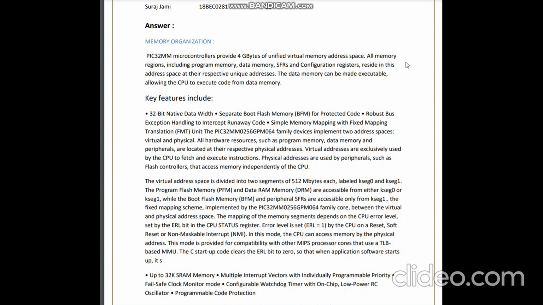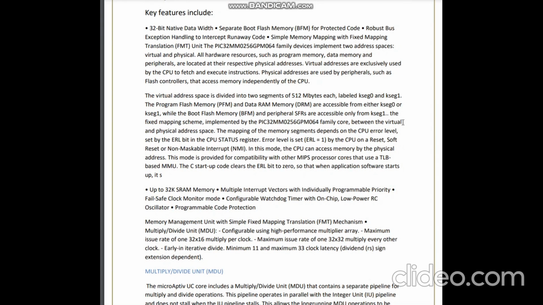The data memory can be made executable, allowing the CPU to execute code from data memory. Key features include 32-bit native data width, separate boot flash memory for protected code, robust bus exception handling to intercept runaway code, simple memory mapping with fixed mapping translation, FMT. These are the features.